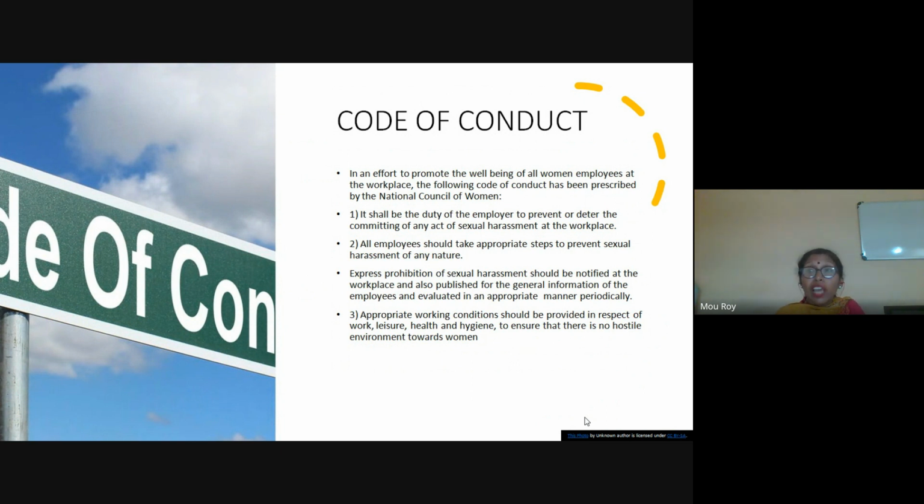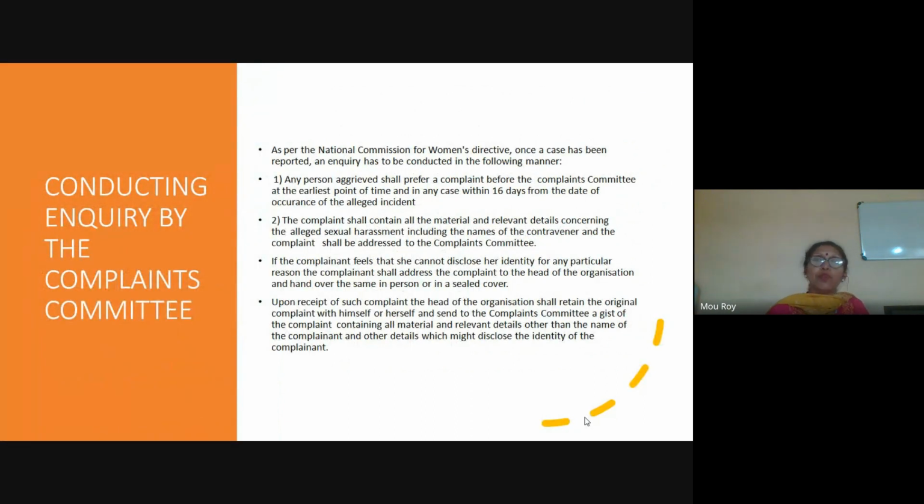So you should not give night shift to the ladies, is what they mean to say. Appropriate working conditions should be provided in respect of work, leisure, health and hygiene, to ensure that there is no hostile environment towards women. So this is very important. You should not create any hostile environment in your organization towards women.